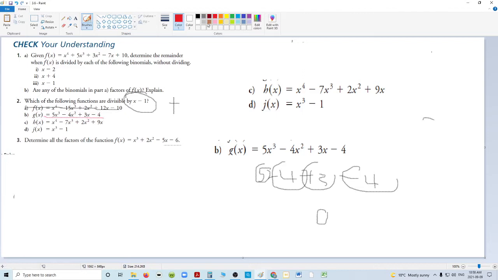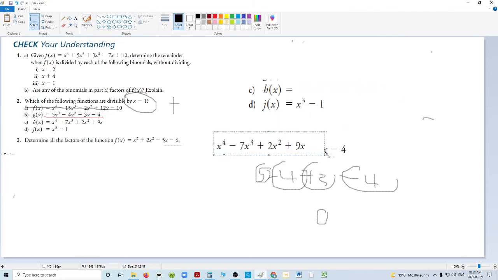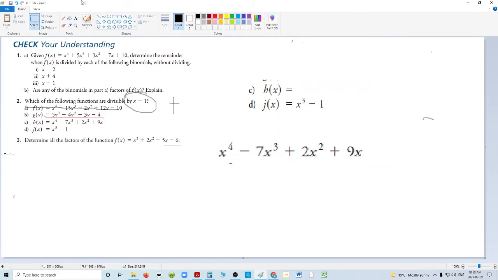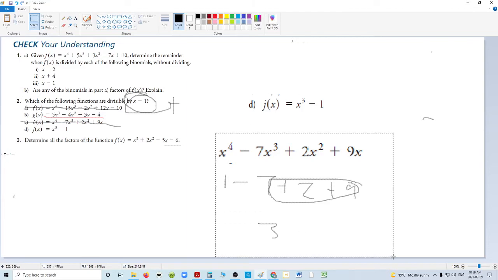Just underline it. Then you just continue like that. You're just plugging in 1 into the equations over and over to see if they're factors. So you get 1 minus 7 plus 2 plus 9. So you can see that it's 11, minus 1 is 10, minus 7 is 3. It's not a remainder, so no. x minus 1 is not a factor in that. And this is just essentially a faster way than trying to do synthetic division.